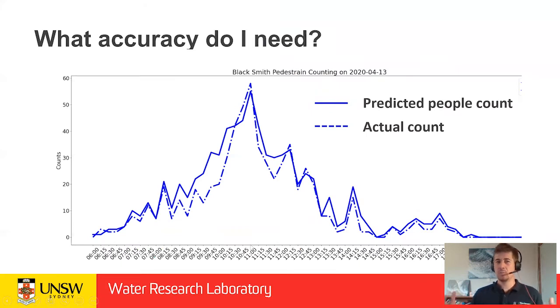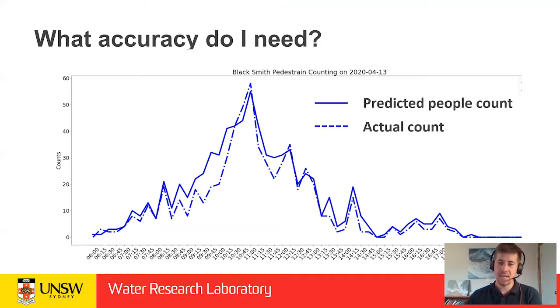But more importantly, how much accuracy do we need when we're looking at counting people on the beach? So here's a plot of manual counts of people on the beach throughout a 24-hour period, with the manual counts in the dash blue line versus the model's counts in the solid blue line. And I'm sure you can see that there are some discrepancies between the two.